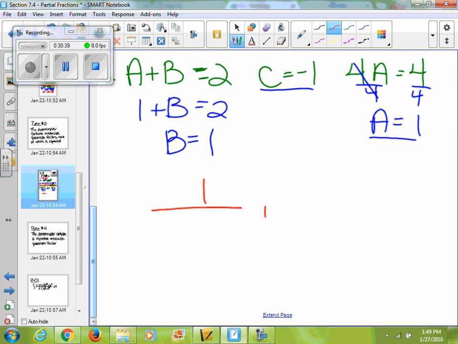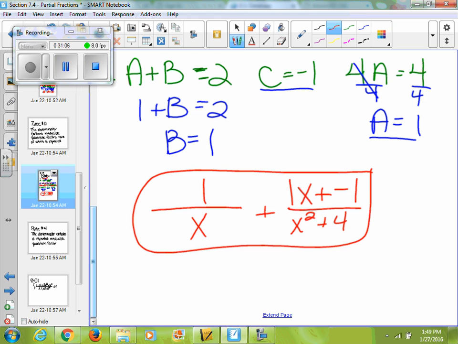So a is 1, b is 1x plus my c, which is -1. What was my denominator for a? Just x, okay. And what was my denominator for bx plus c? X squared plus 4. Okay.